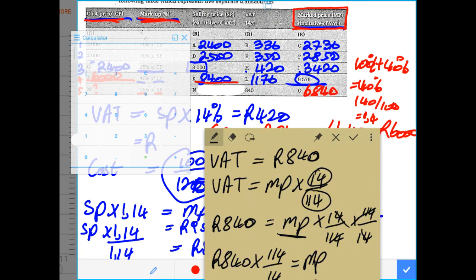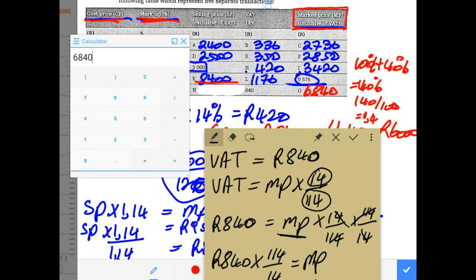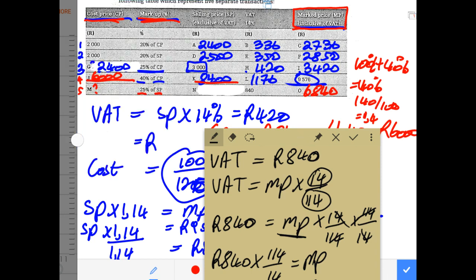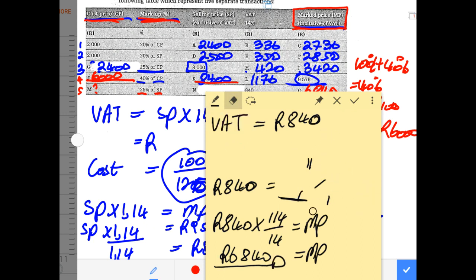6,840 rands. It was 840 times 114 divided by 14. 6,840. Let us check if there isn't any other short way that could be a bit easier than this. I think there's supposed to be another way. Let us check for another method that we can use to calculate the amount that we don't know using the ones that we know.